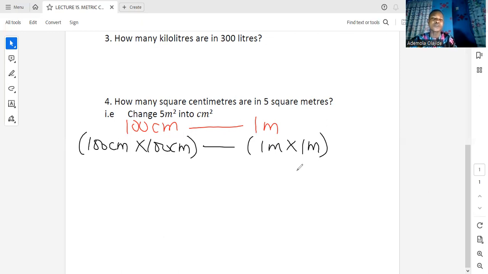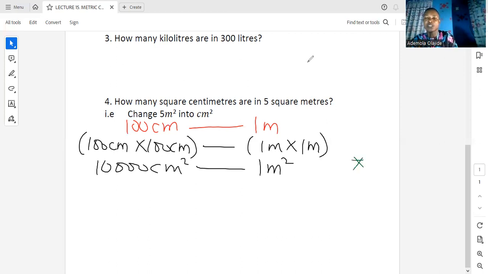So this one will now give you 100 times 100. That is 10,000. Centimeter times centimeter, you get centimeter squared. So 1 times 1, that is 1. Meter times meter, that's meter square. That means 1 meter square is equivalent to 10,000 centimeters squared. So this is the table form now. This is their table value.